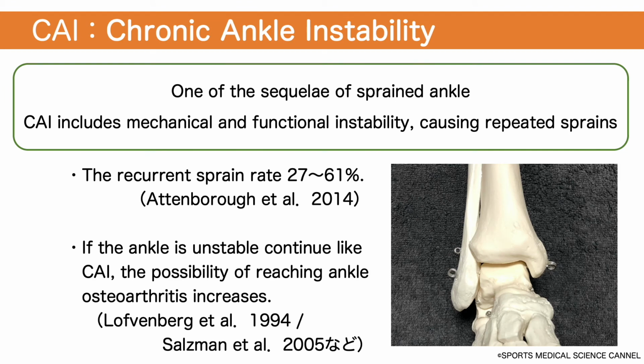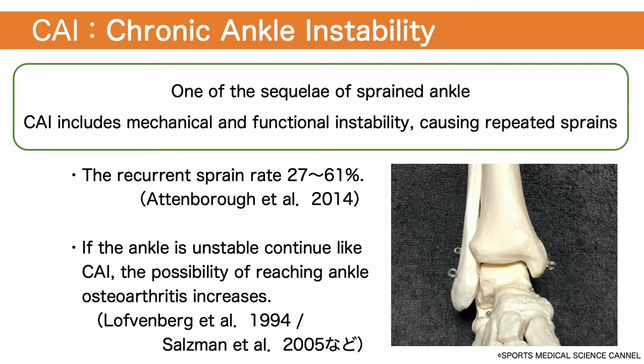CAI is defined as a condition in which ankle sprain is more likely to recur due to structural changes such as loosening of ligaments and changes in joints, and instability due to functional changes in muscle strength and nervous system. According to Mr. Attenborough, the recurrence rate of inversion ankle sprain is 27% to 61%, especially in soccer and basketball.